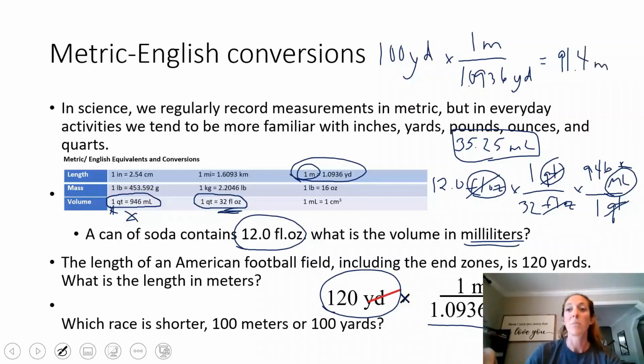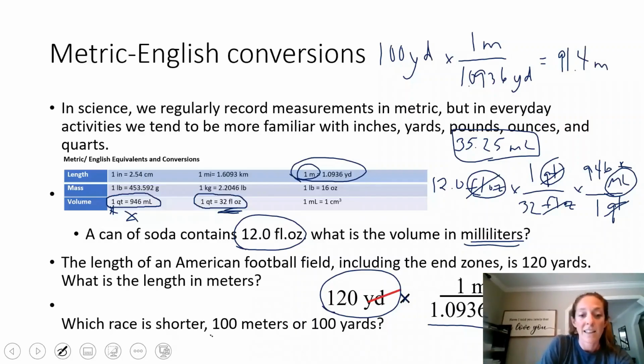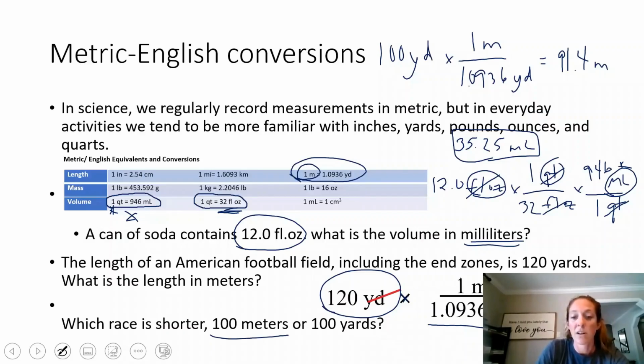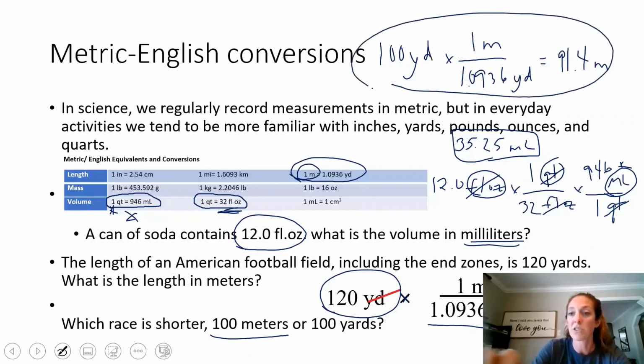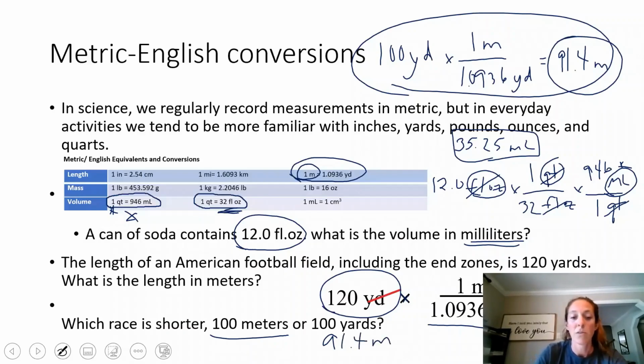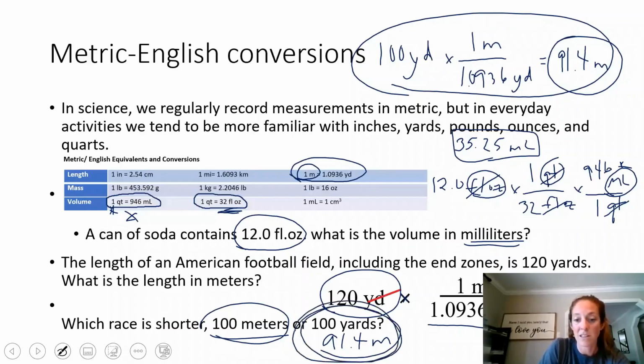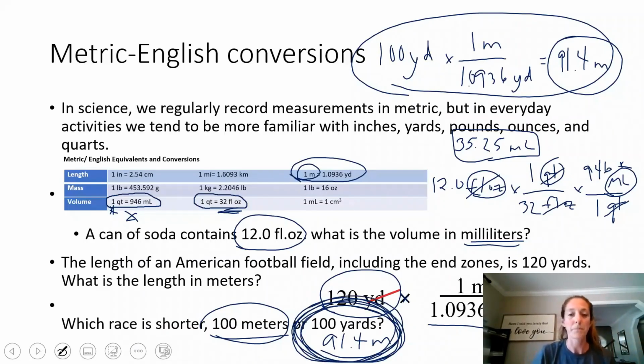All right, so in my calculations, let's say I have a 100-meter dash. If I have a 100-yard dash, a 100-yard dash up here just showed me that that's 91.4 meters. So which is shorter, 100 meters or 91.4 meters? Definitely this guy. So the 100-yard dash is the shorter race.